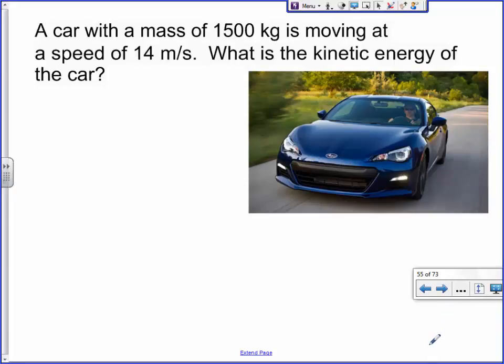Okay, let's do an example. Tesla is also a measure of magnetic field, but it's also the car brand.